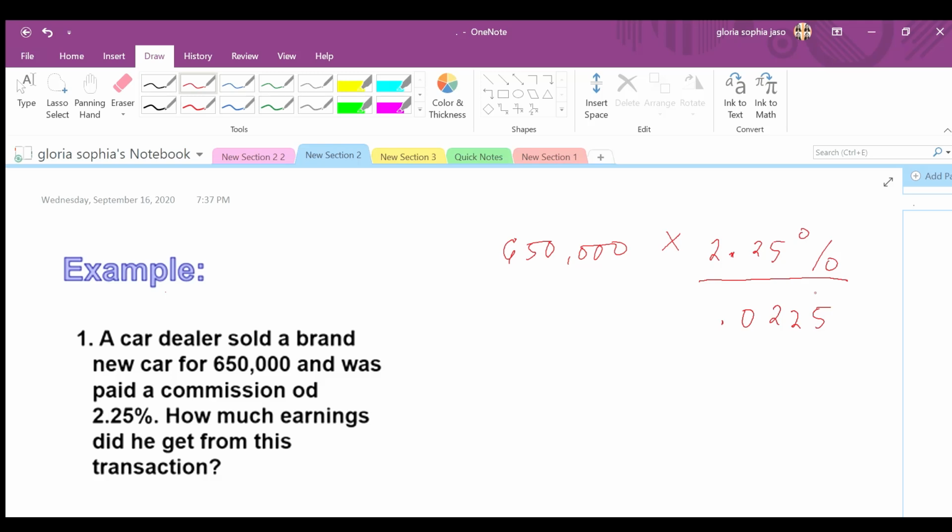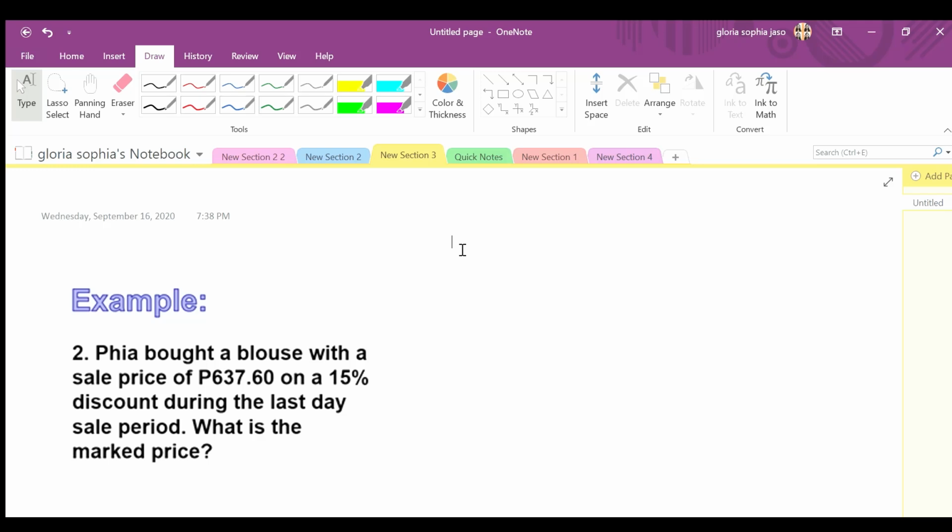Or divide using your calculator. Divide 2.25 by 100. So now we have 650,000 times 0.0225 rather. So times 650,000, and that is equal to 14,625 pesos. So the commission is 14,625.